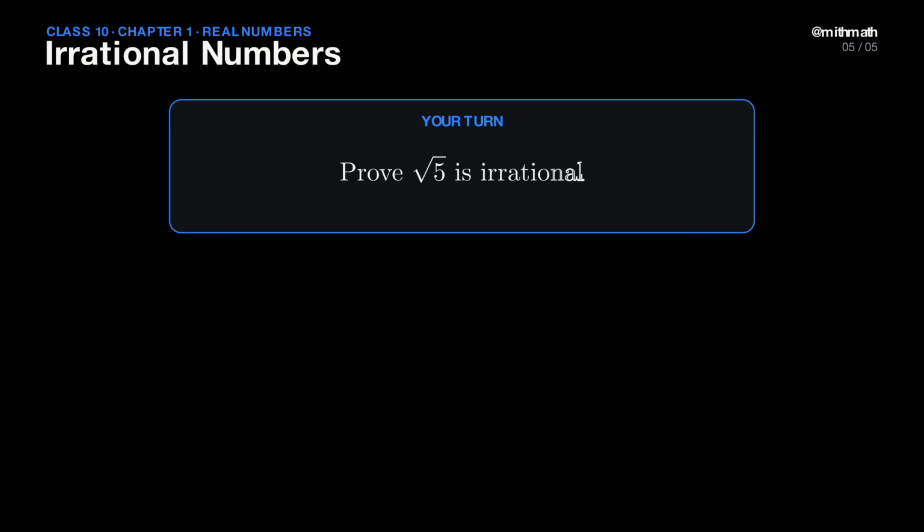Your turn. Prove that the square root of 5 is irrational. Follow the same steps we used for root 2. Pause the video and try it.